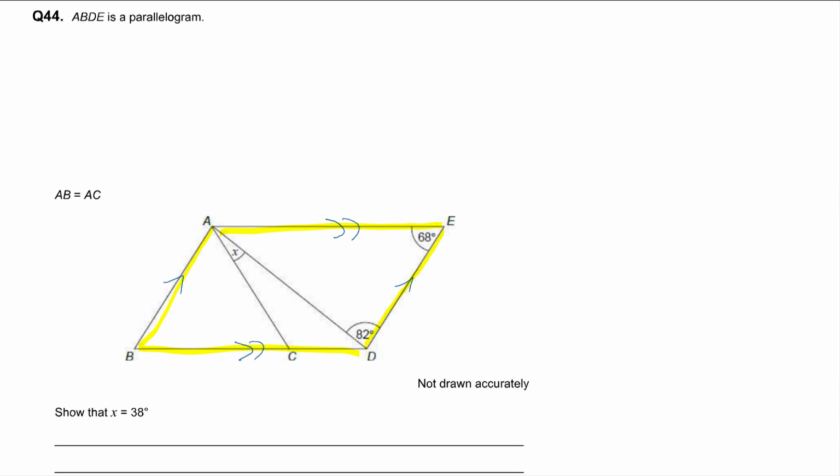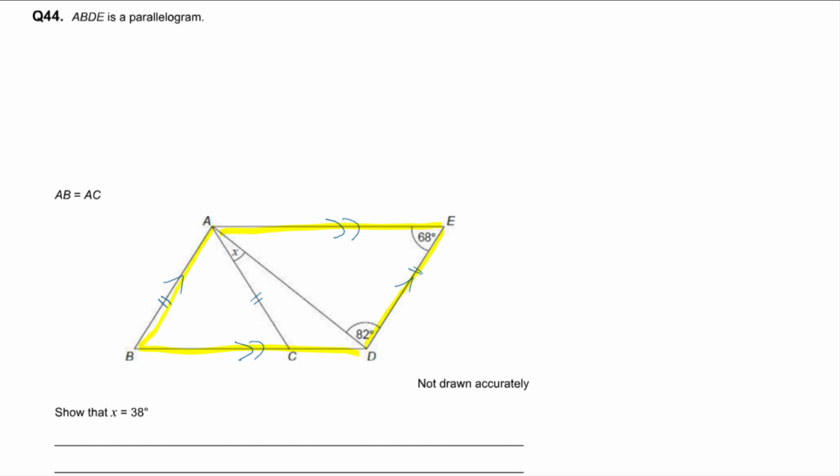Now I'm additionally told that AB is equal to AC. So this side here is equal to this side. Incidentally, it's equal to that one as well, isn't it? But I'm not sure that's going to help us very much. So that means ABC is an isosceles triangle, isn't it? I don't know how that helps us just yet, but I'm sure it will. Right, so we want to work out x.